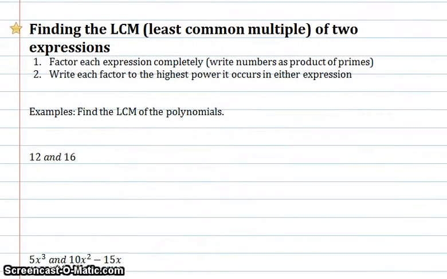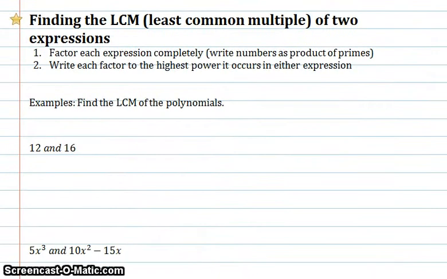Okay, next we're going to talk about finding the least common multiple of two expressions. This is going to come in handy when we're adding and subtracting rational expressions that don't have a common denominator. So this is an important skill to have for the next step. The LCM, or least common multiple.